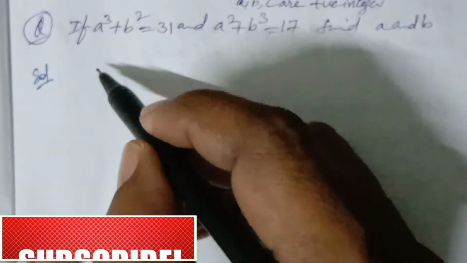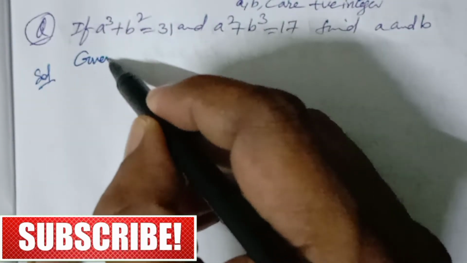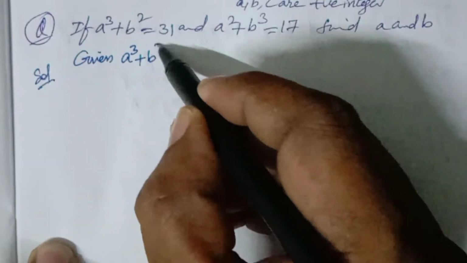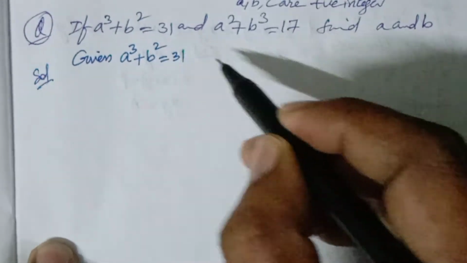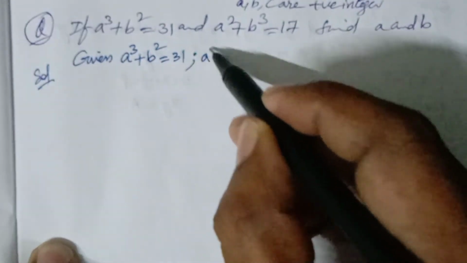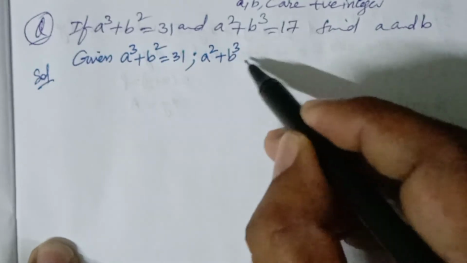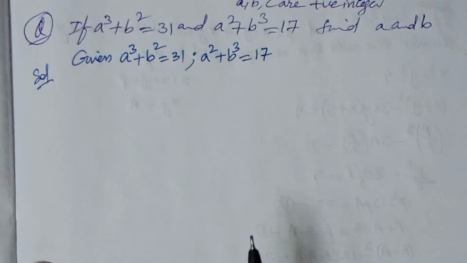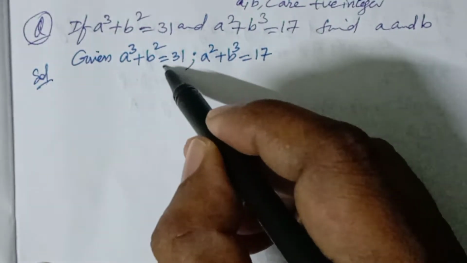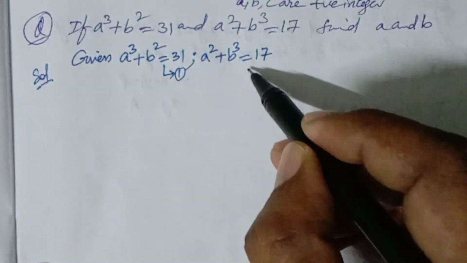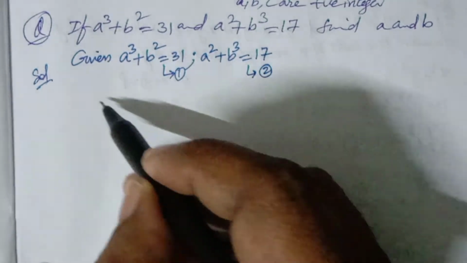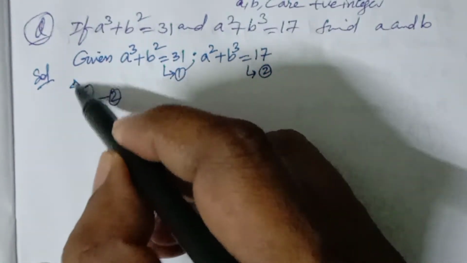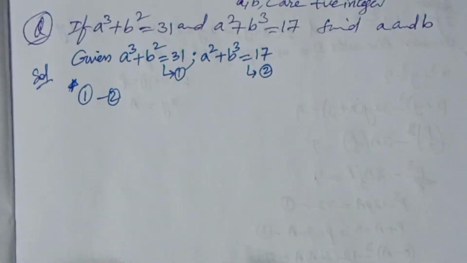So given what is given, a cube plus b square is equal to 31 and a square plus b cube is equal to 17. Now, first what we will do, we will subtract. This is 1 and we will take this as 2. First we will do 1 minus 2. This is the logic step we are having in this problem.